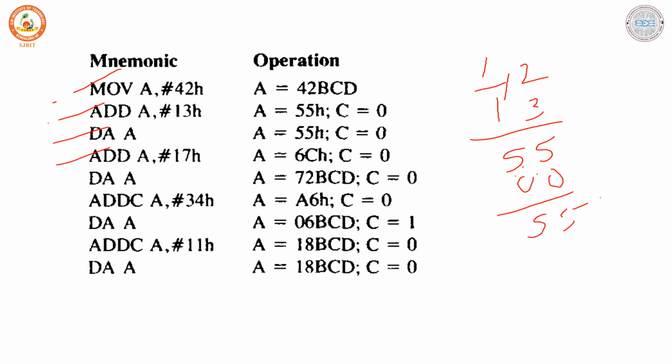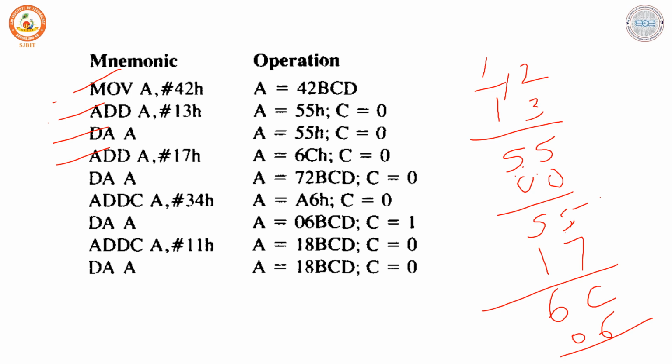Now again I take that 55 value and add it with 17. In this situation, 5 and 7 is 12, so it becomes C, right? And this is 6C, which is exceeding, so it's not a BCD. Now this will be added with 06 in order to convert it into BCD format, because I'm doing a BCD addition here.